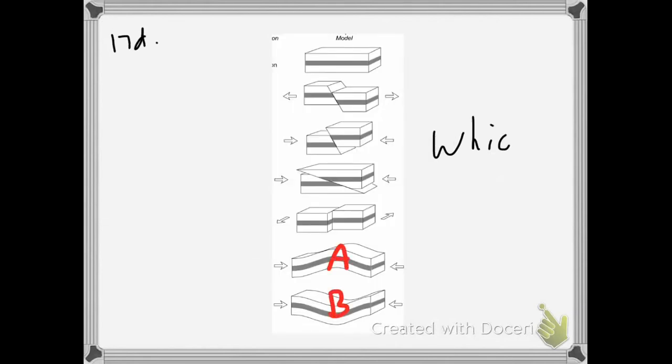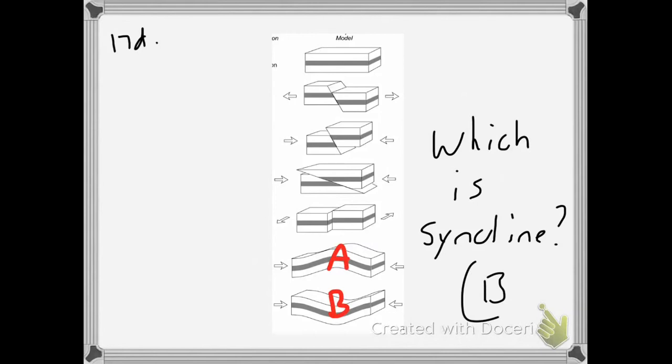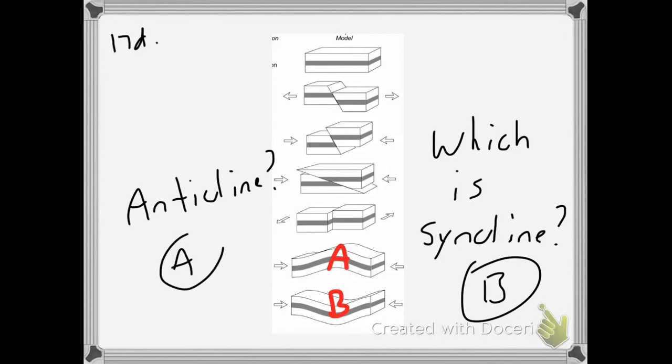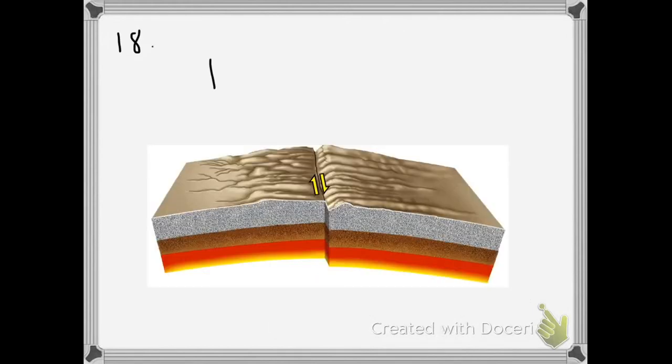17D, now we're going to consider the bottom two pictures finally. Which one is a syncline, A or B? That's letter B. And obviously, which one is an anticline? That is letter A. Finally we move on to question 18. We've got 3 more questions. What type of fault is shown in the picture, please?